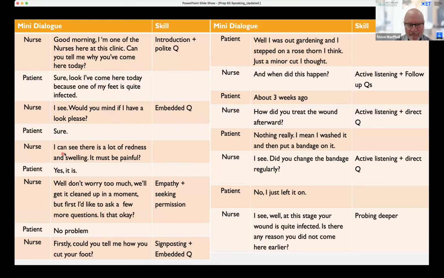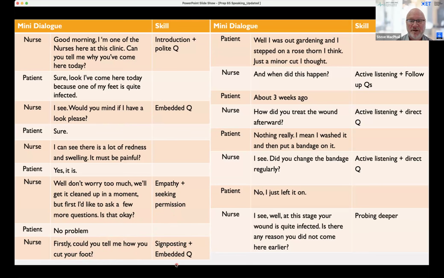"Sure. I can see there's a lot of redness and swelling. It must be painful." "Yes, it is." "Well, don't worry too much. We'll get it cleaned up in a moment. But first, I'd like to ask a few more questions. Is that okay?" So we're showing empathy here. Don't worry too much, because we're going to clean it up. But we're also seeking permission to ask questions. That's very respectful, helps build that rapport. "No problem. Firstly, could you tell me how you cut your foot?" Right, signposting with firstly is good.